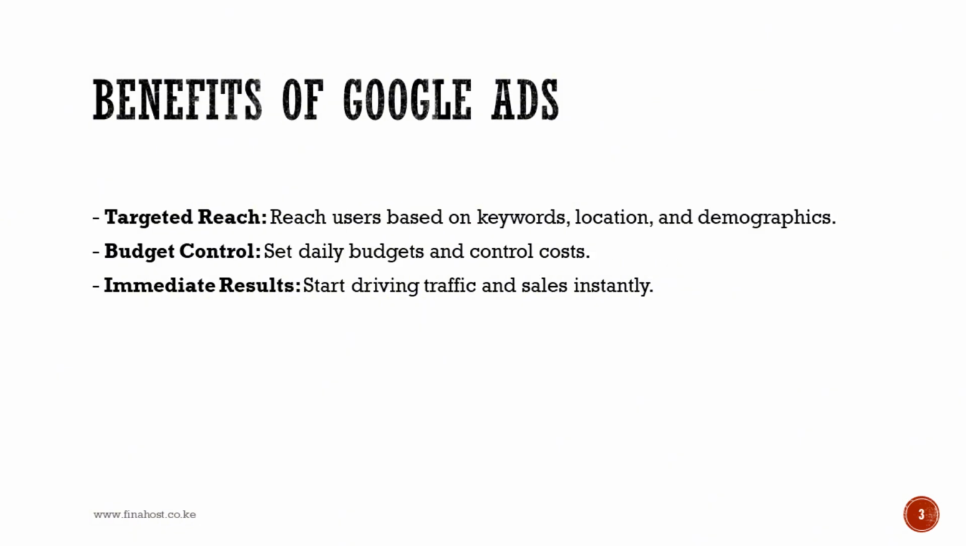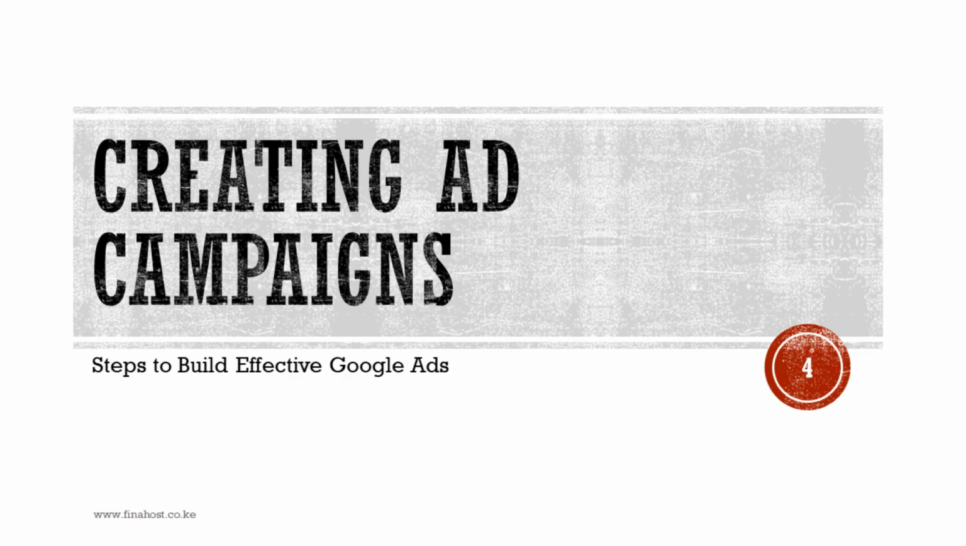Google Ads offers precise targeting options and lets you control your advertising budget. Unlike organic SEO, the results from Google Ads are immediate, making it ideal for quick campaigns. Next, we'll explore how to create an effective ad campaign on Google Ads. This process involves defining your goals, selecting the right keywords, and designing compelling ads.